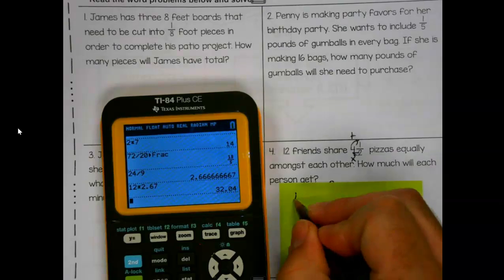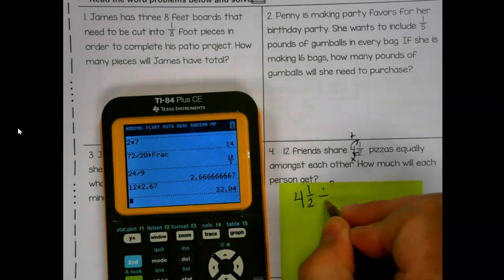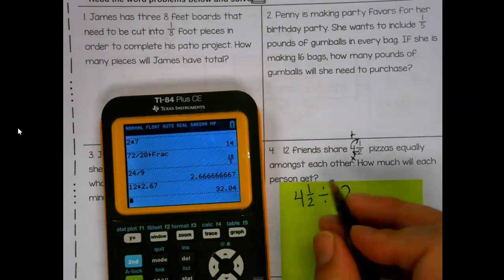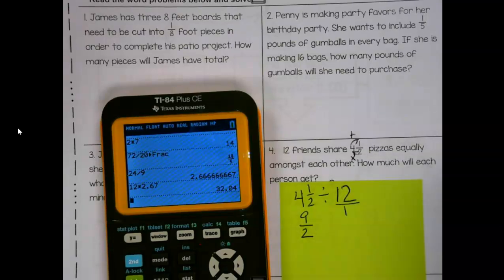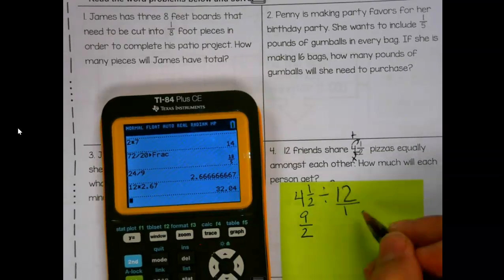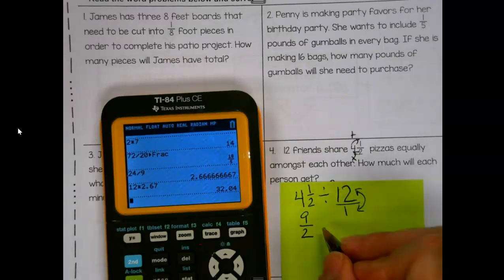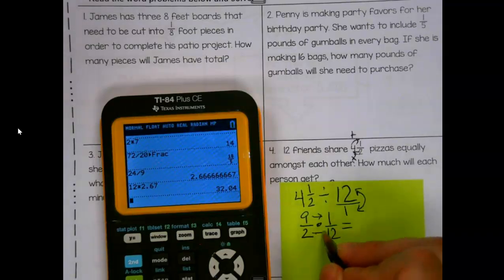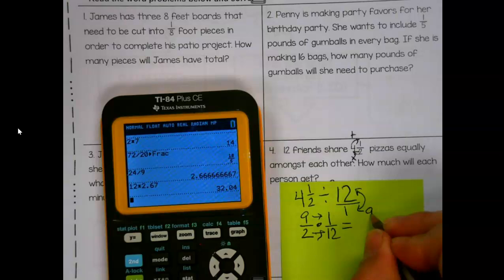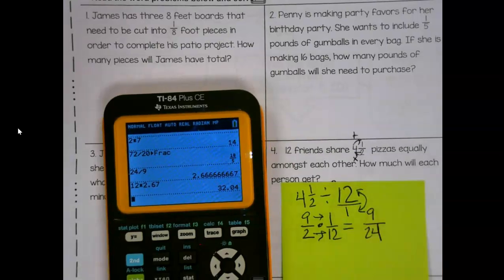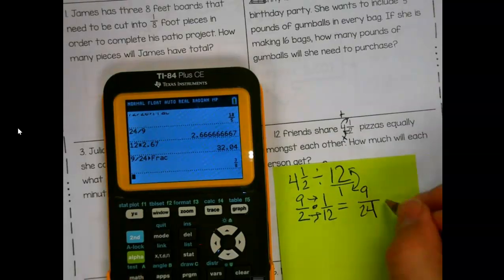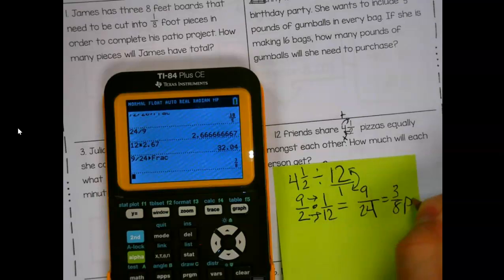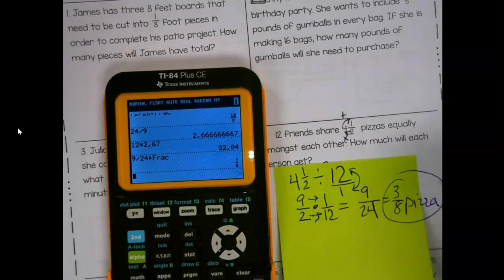So you're like, okay, so 4.5 pizzas divided by 12 friends. I think this is going to work better. So again, division. We're going to do us a flip. Yeah, I think this is going to become much more reasonable. Nine divided by 24. Math. Enter. Each of them are getting 3/8 or a little under half a pizza.